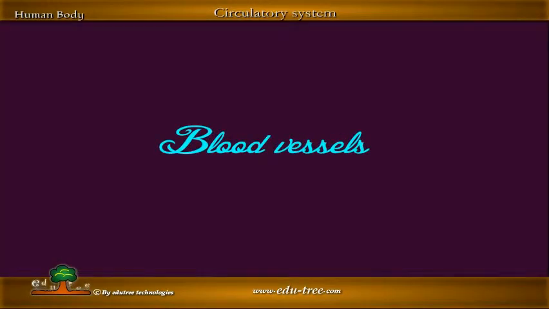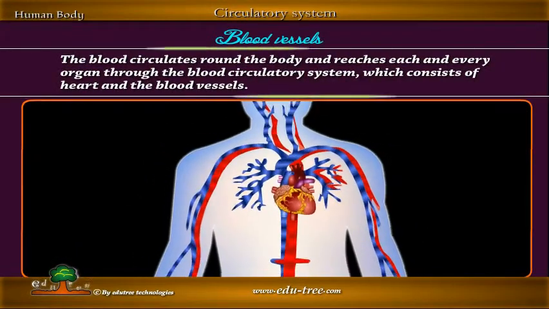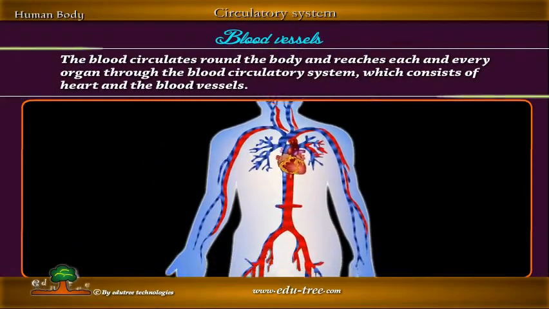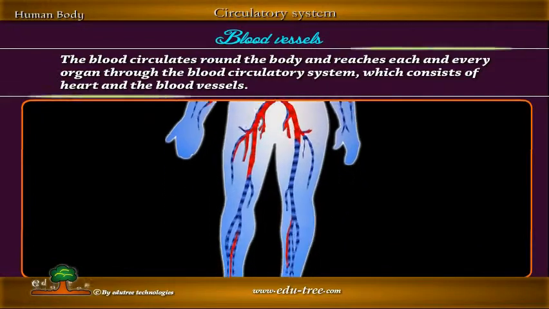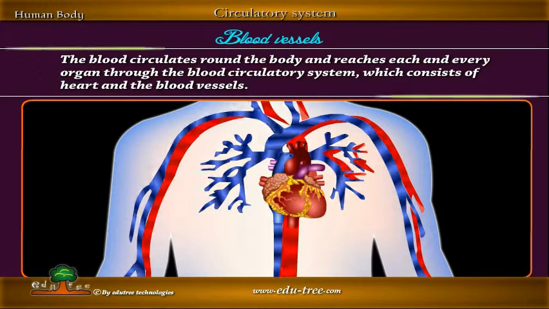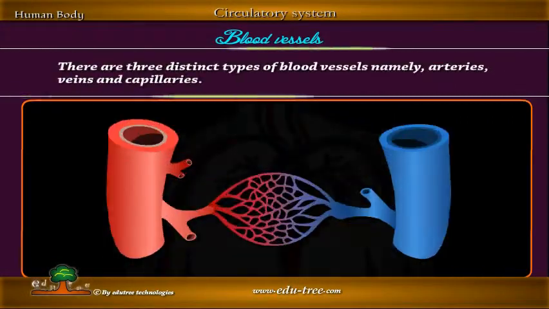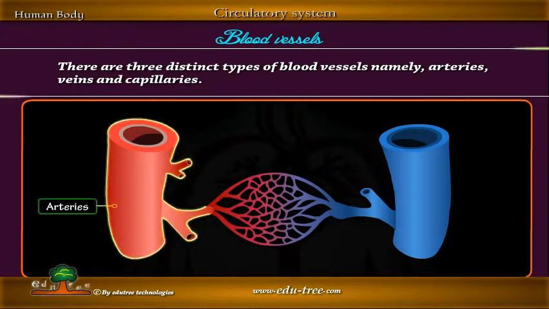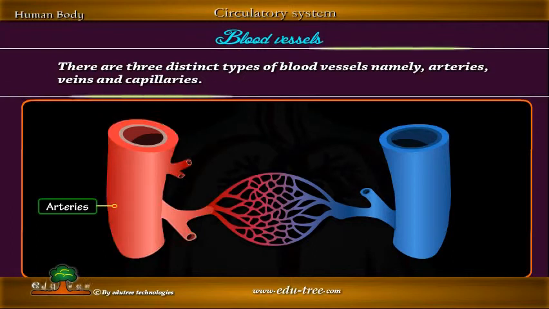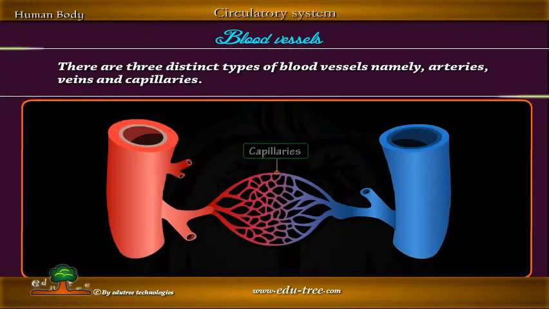Blood vessels. The blood circulates round the body and reaches each and every organ through the blood circulatory system, which consists of the heart and the blood vessels. There are three distinct types of blood vessels, namely arteries, veins, and capillaries.